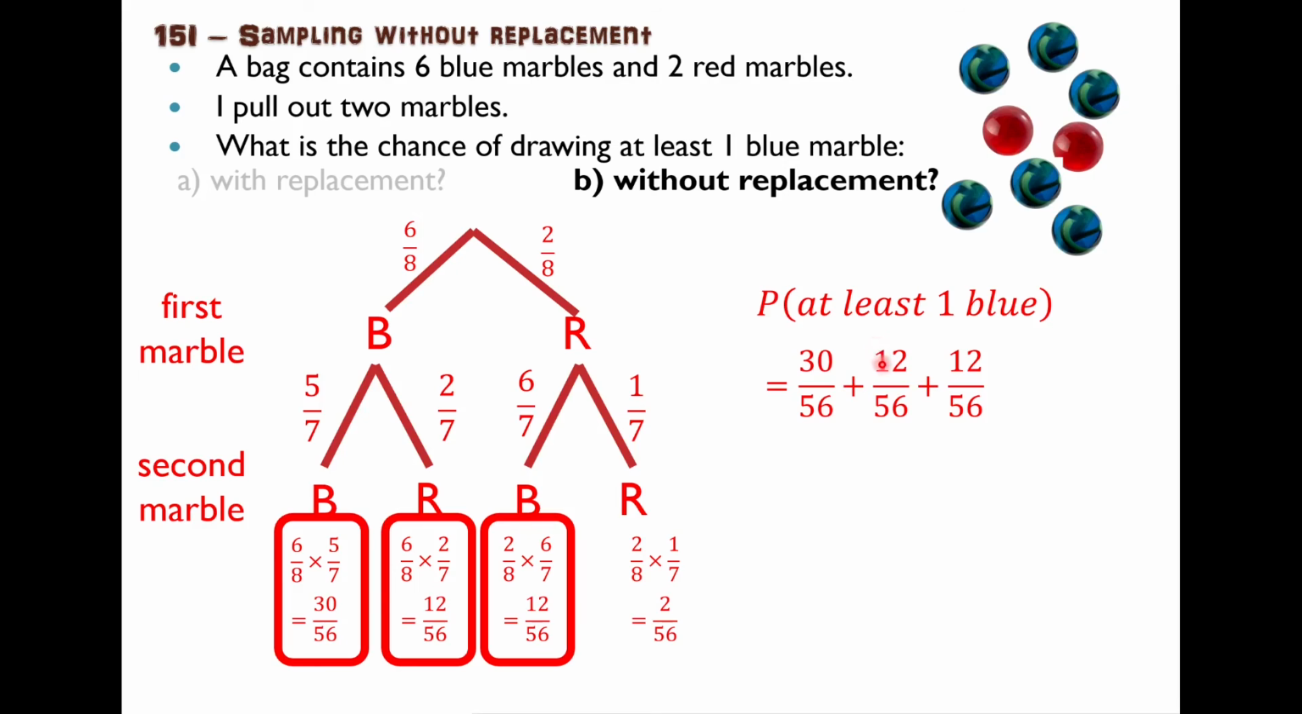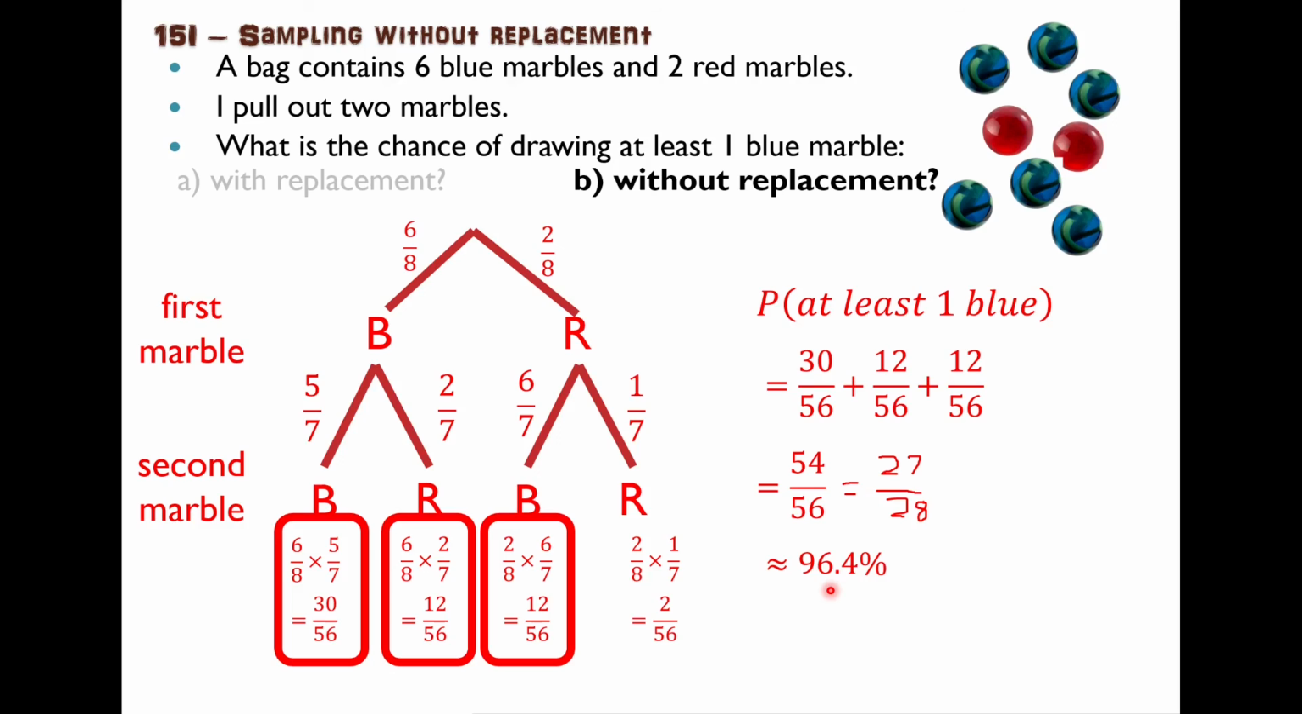30 out of 56 plus 12 out of 56 plus 12 out of 56, which is 54 out of 56. We can simplify this. It happens that 2 goes into both of these numbers. 54 divided by 2 is 27. 56 divided by 2 is 28. So that's the answer as a simplified fraction. And the answer as a percentage is about 96.4%.